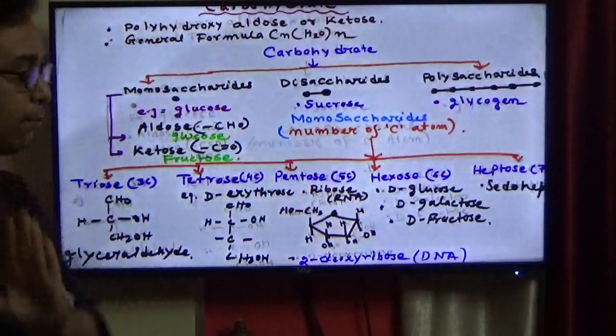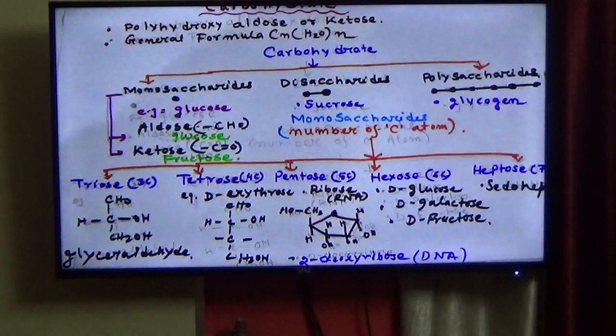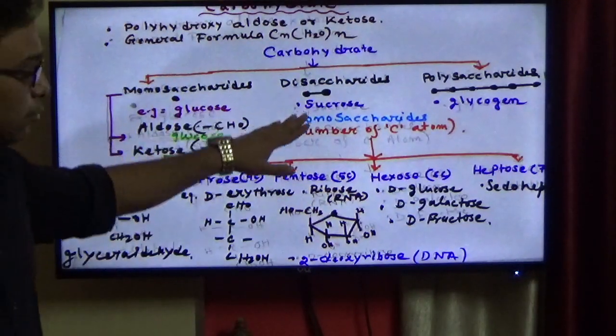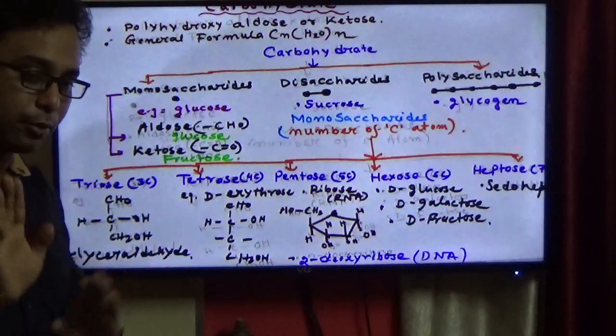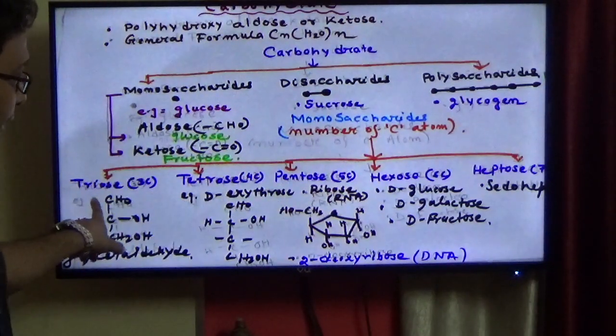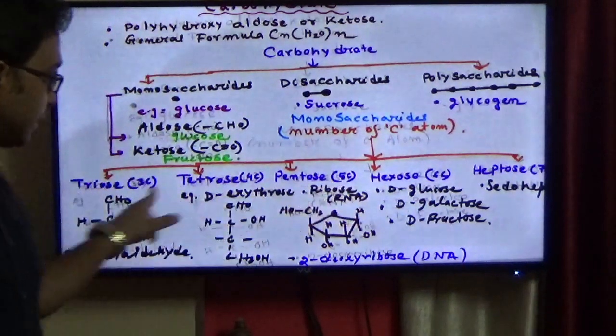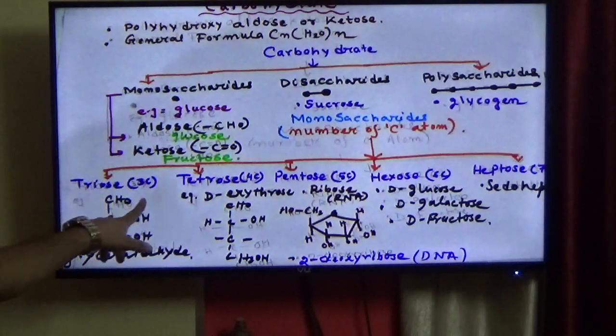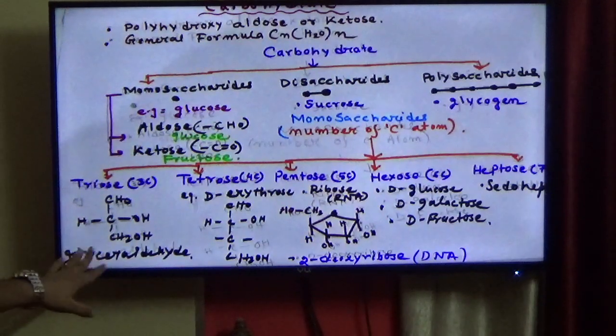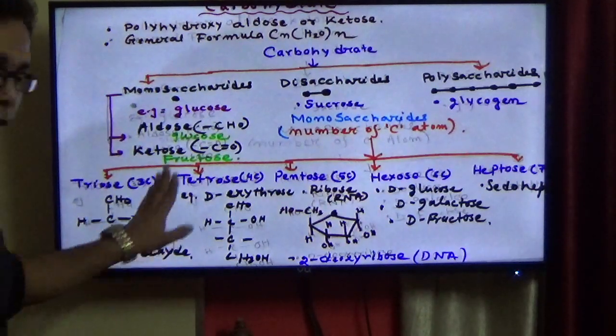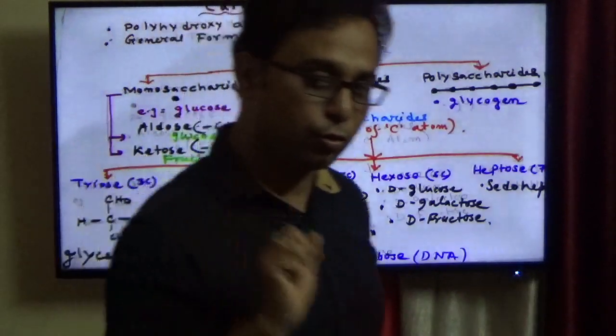So that is a very important question in your school: classify the monosaccharides according to their carbon atoms. At that time you just write it down in a chart form. First write down the names, next write down their carbon numbers, and third write down some examples. Okay, this is a very important question for your school.